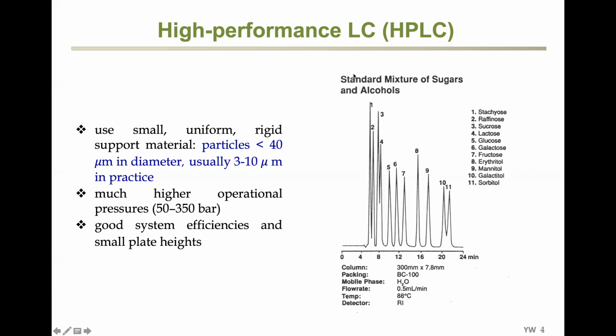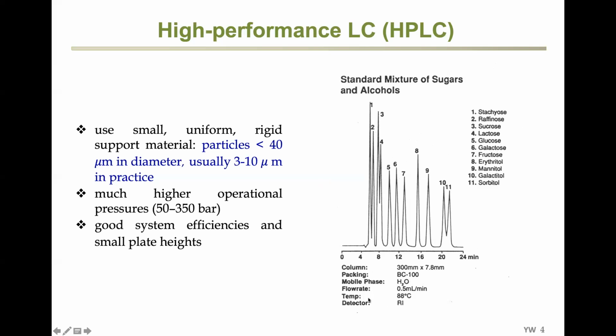Here's an example that it can be used to separate a standard mixture of sugars and alcohols at relatively great efficiency and resolution. One thing you want to pay attention to here: I mentioned that if you want to improve your resolution, theoretically, you can increase your column length so that you increase the N, right? But in practice, the columns are commercial columns and you can buy longer ones, but there's definitely a limit. You cannot manually increase the column length.